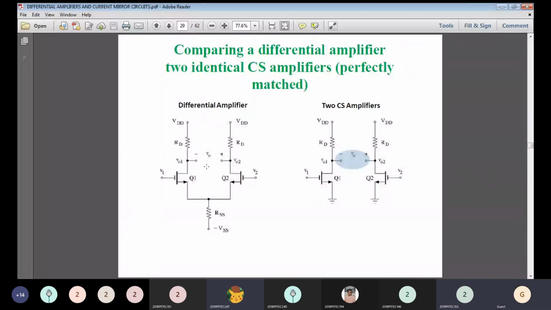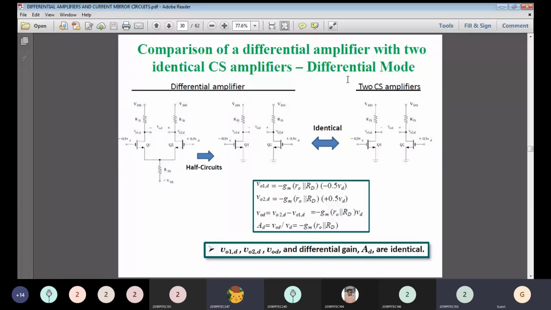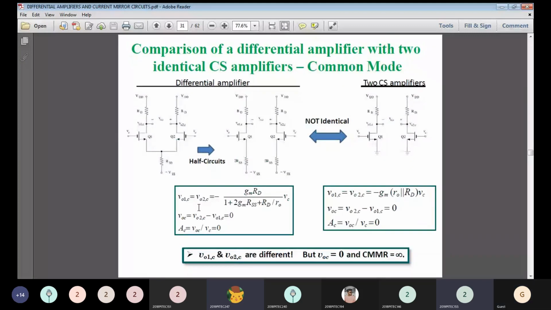These two are a comparison of a differential amplifier with two identical common source amplifiers in a perfectly matched circuit. This is the differential mode of operation. These are two common source amplifiers, and this is part of the half circuit concept, where the two identical circuits are broken down. For the two half circuits, the overall values of voltages and gain mentioned here are points to remember. These are all things to memorize. This is the differential mode, and the same concept applies with the common mode.